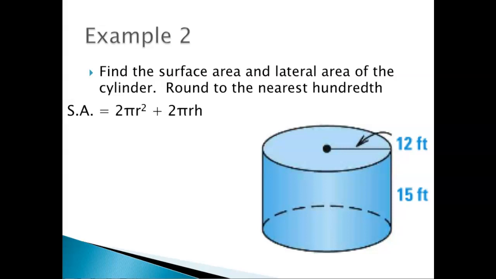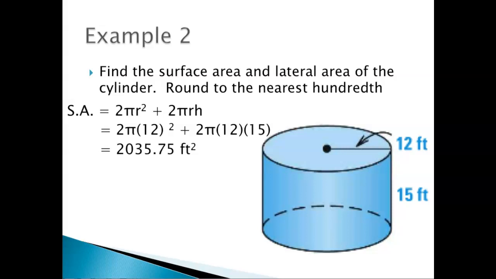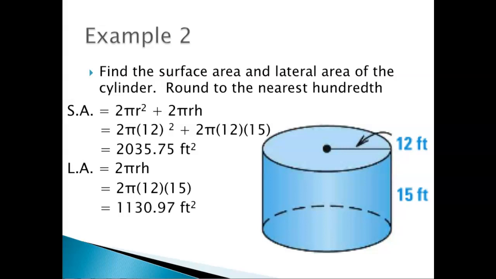Now substituting in, we have 2 pi times 12 squared plus 2 pi times 12 times 15, and that gives us 2,035.75 square feet. Now for the lateral area, that's just the 2 pi r h, so that's just 2 pi times 12 times 15, and that comes out to be about 1,130.97 square feet.